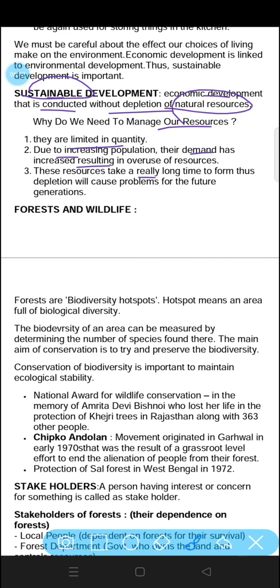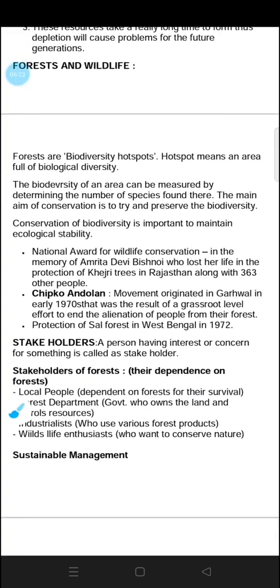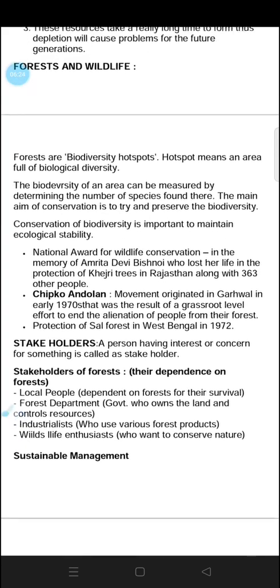These resources take a really long time to form. It is not like they will form within one or two days. They take a very long time to form, so we should use them wisely so that they do not get depleted. Next is forest and wildlife.